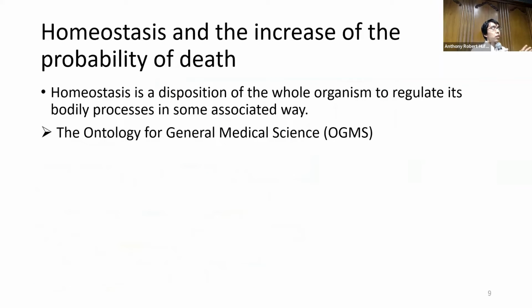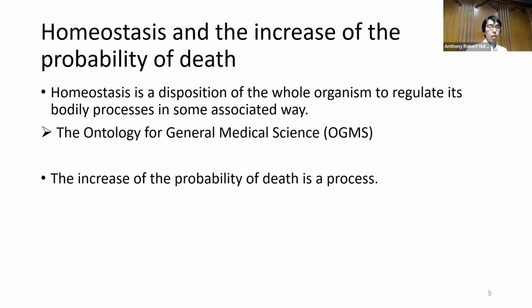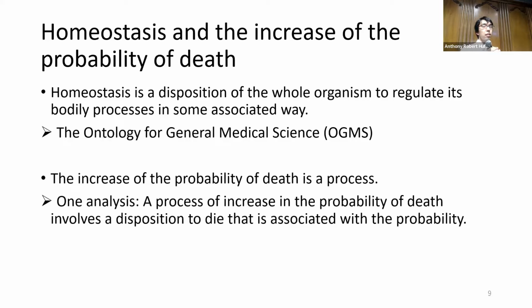Then we take a quick ontological look at homeostasis and the increase of the probability of death. On the one hand, according to the Ontology for General Medical Science, or OGMS, homeostasis is a kind of disposition that is, roughly speaking, a disposition of the whole organism to regulate its bodily processes in some relevant way. And on the other hand, the increase of the probability of death is a process. And moreover, according to one analysis of probability, a process of increase in the probability of death involves a disposition to die that is associated with that probability.